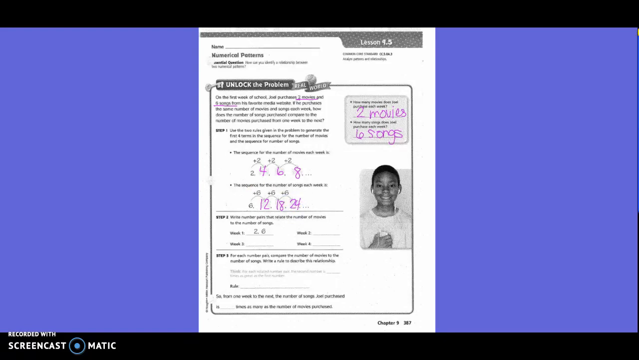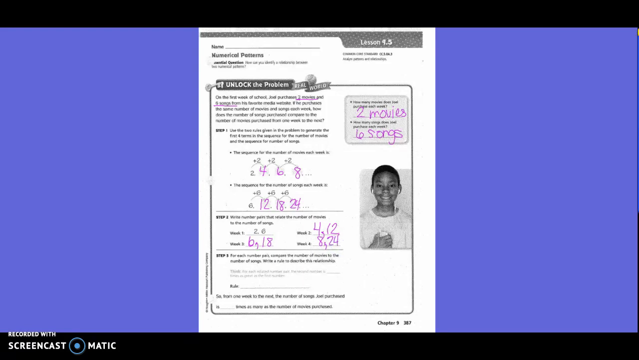So they only did up to 4 weeks, right? Number pairs that relate the number of movies to the number of songs. So for the first week, they said 2, 6. For the second week, it would be 4, 12. For the third week, 6, 18, and for the fourth week, 8, 24.